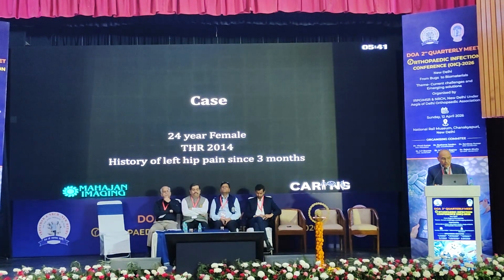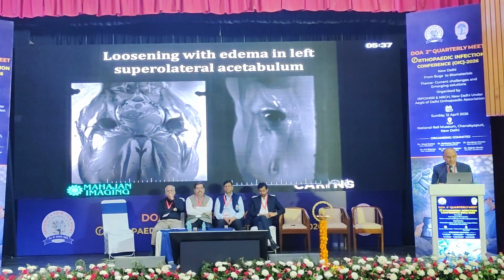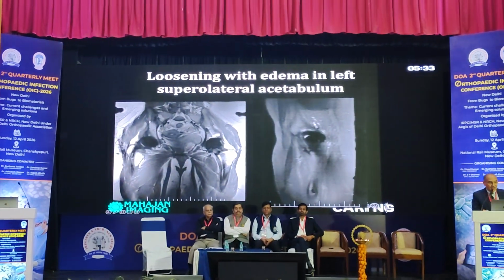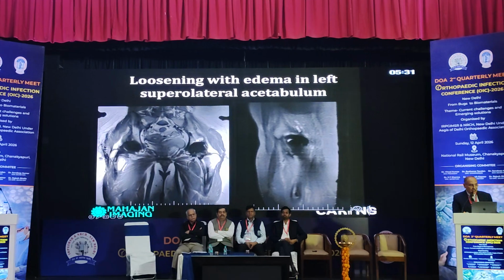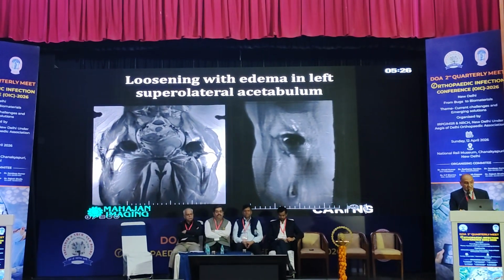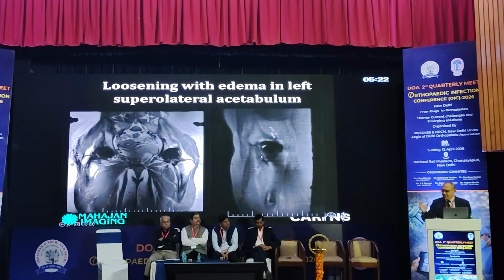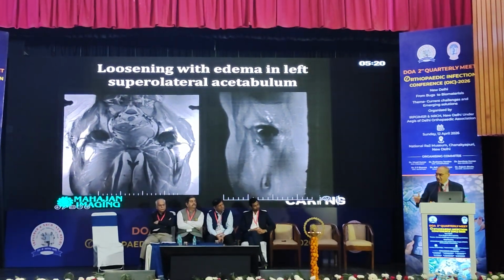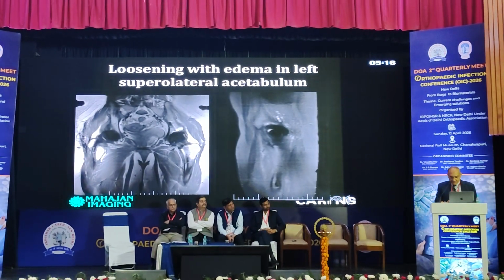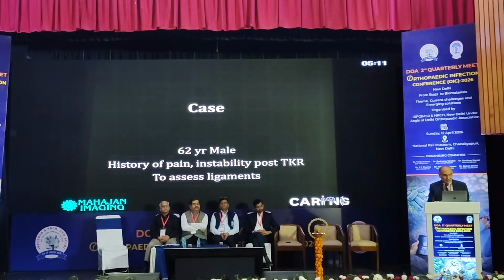Another 24-year-old, THR done, and history of left hip pain since 3 months. And this is what it shows. There's loosening with edema in the left superolateral acetabulum. As you can see here, all sequences we can get here: T1, we can get FSE T2, we can get STIR, fat suppressed, all of these can be obtained. And so even subtle abnormalities can be seen very well.